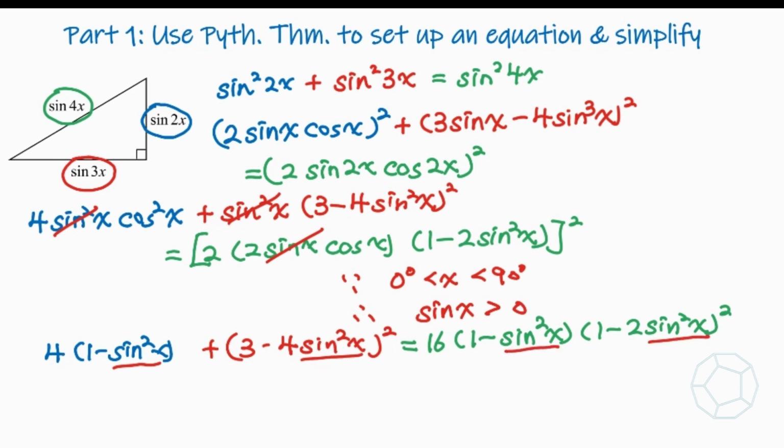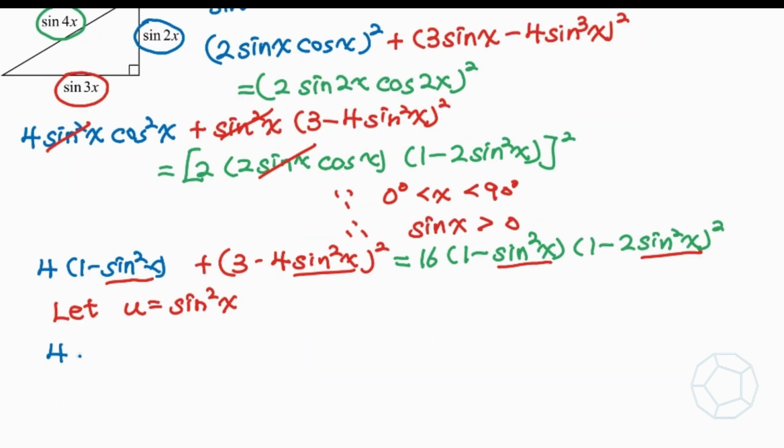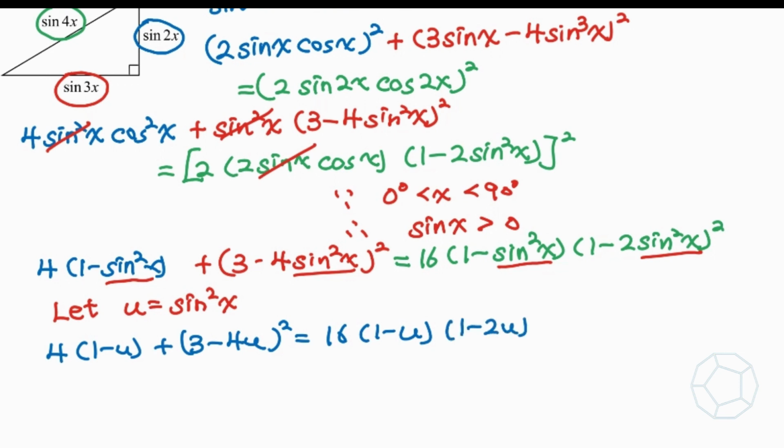So in order to simplify the equation, we will let u equal sine squared x to lower the degree of the equation. Now the equation is 4 times (1 minus u) plus (3 minus 4u) whole squared is equal to 16 times (1 minus u) times (1 minus 2u) whole squared. Obviously, we'll expand both sides to simplify it.